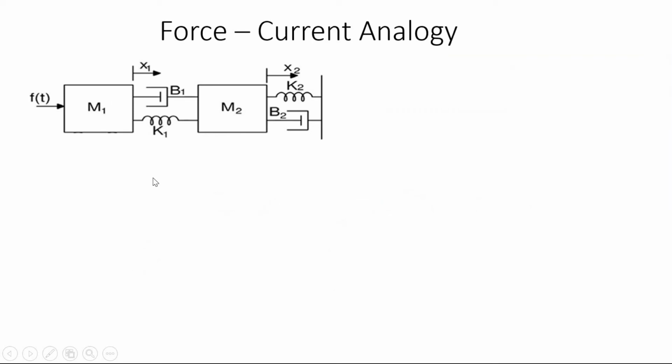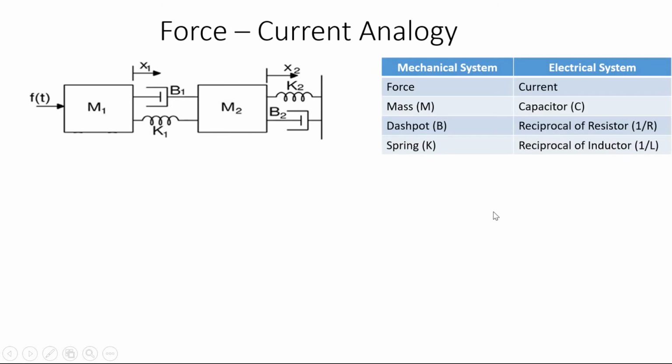Next is the force-current analogy of this same mechanical system. So again, we have to apply the nodal equations. There are two masses, so there will be two nodes. We have to consider two nodes, and these two elements are associated with both. So they will be in between these two nodes. B1 and K1: first, B1 means reciprocal, so between these two nodes it is 1 by B1, since it is reciprocal.